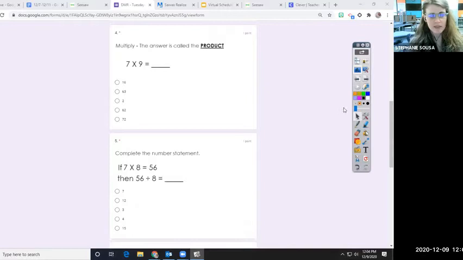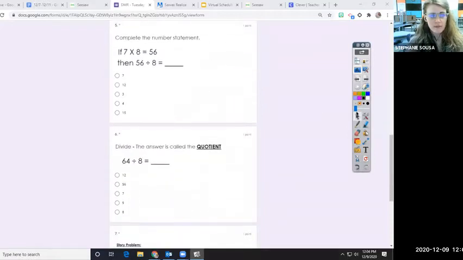Next one, we rocked 7 times 9. Y'all were very clearly using your 7 song or your 9's finger tricks because you knew that that was 63. Number sentence fact families, we did well on this too. We know that we had a 7 and there's not a 7 here, so that must be what goes there because there's an 8, there's an 8, there's a 56, there's a 56. So 7 was what was missing. So they are related in that 7 times 8 equals 56. And then we can divide 56 by 8 or 7 to get the other.